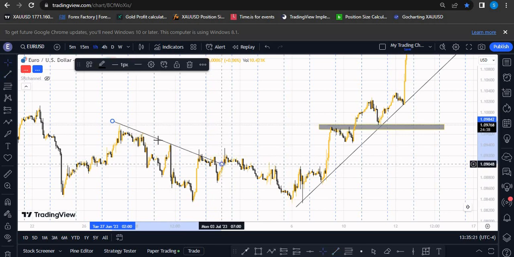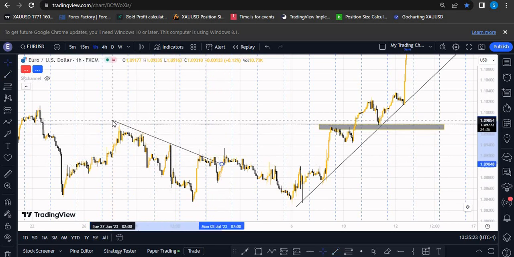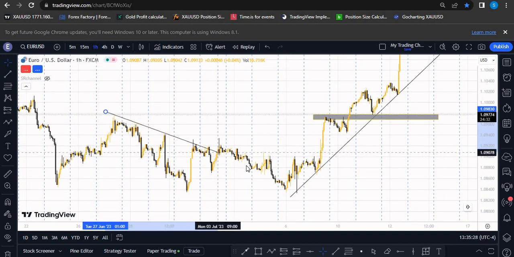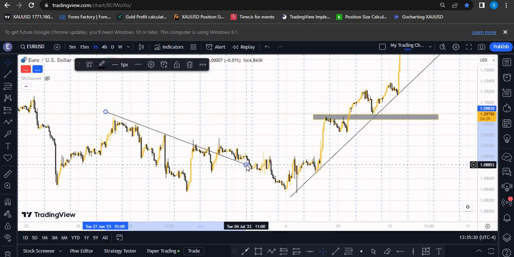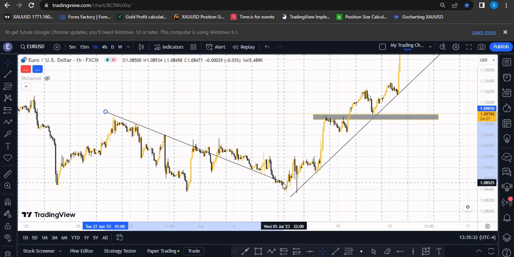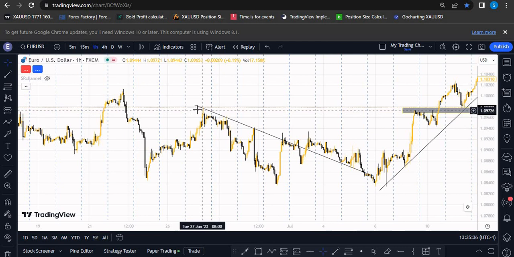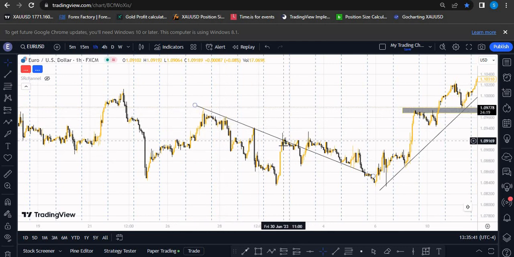So I think we have that one right here. Yeah, so this is it right here. This is the first touch. This is the second touch, and this is the third touch, and this one. This touch as well right here.